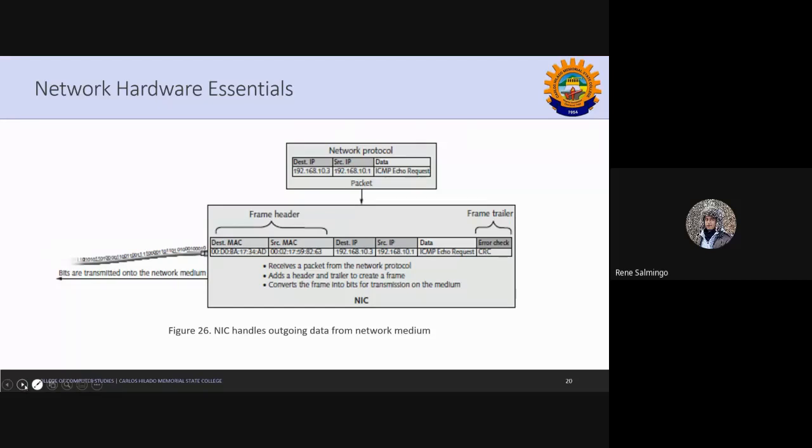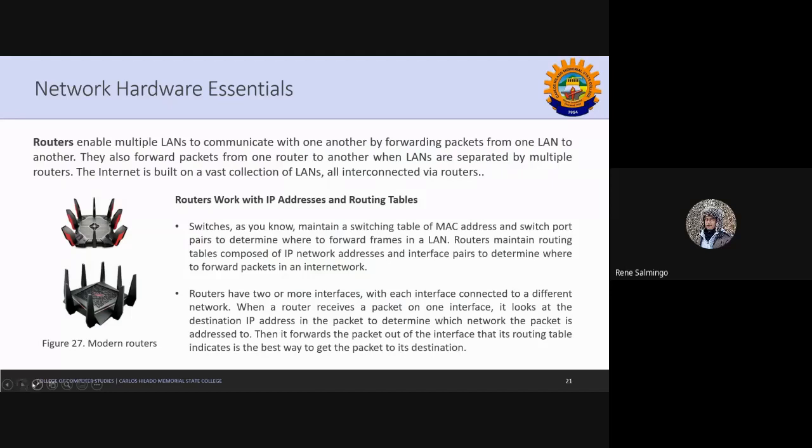As we know, we have bits of information. Now we have routers. Routers enable multiple local area networks to communicate with one another by forwarding packets from one LAN to another. This is an example of a modern router. This is not a common home router, because this one is a gaming router, which you intend to connect to game servers. Switches maintain a switching table. Also, a router has its routing table.